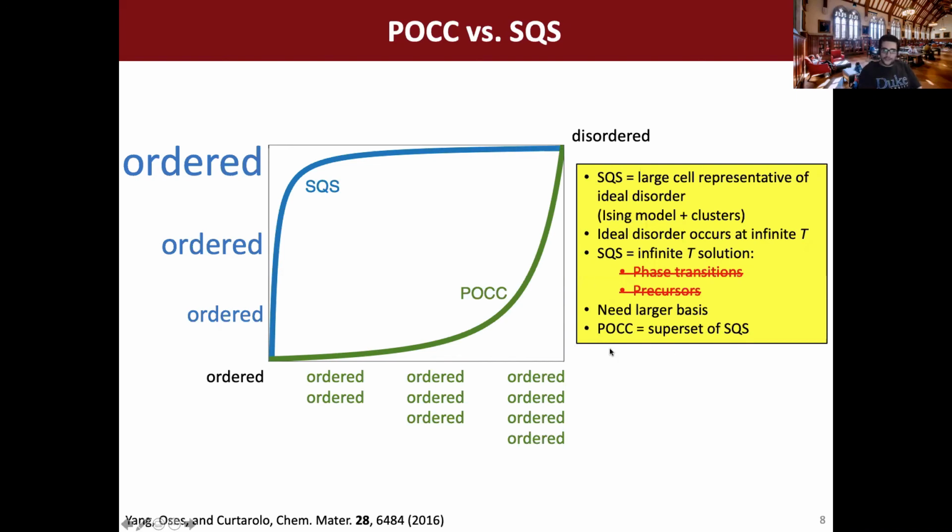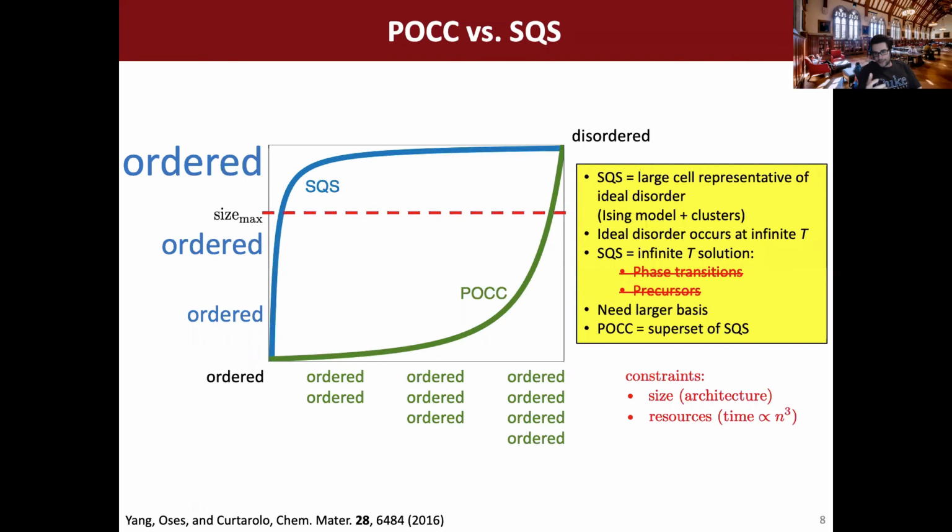And so the concept here is that POCC is a superset of SQS in terms of modeling. It encompasses SQS and can do more. And from a practical perspective, remember, this is very important: we're modeling these systems, but we also need to be worried about the computers running this. How is the calculation going to look?